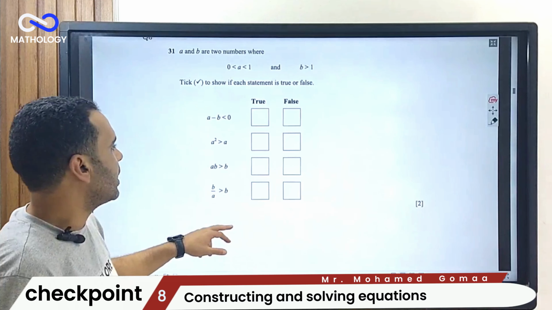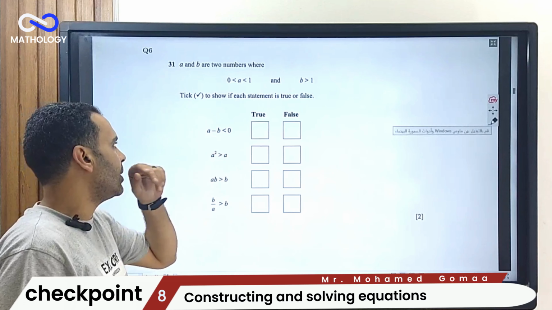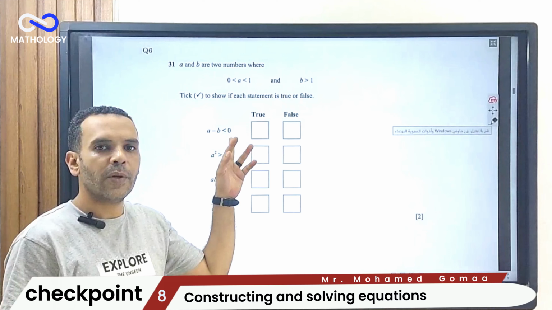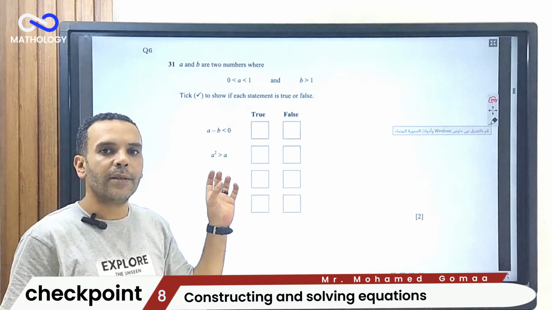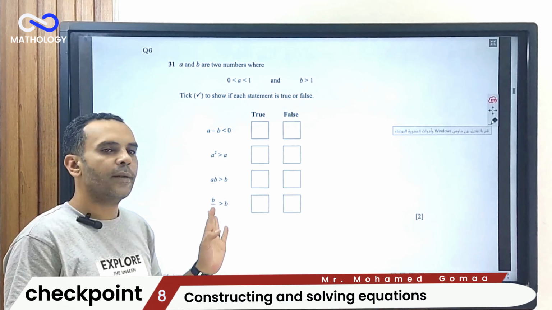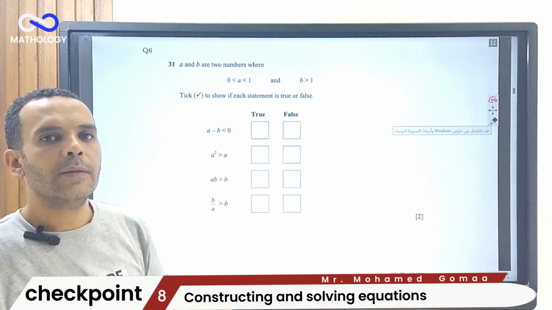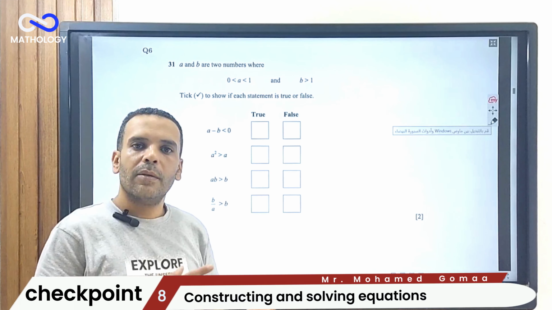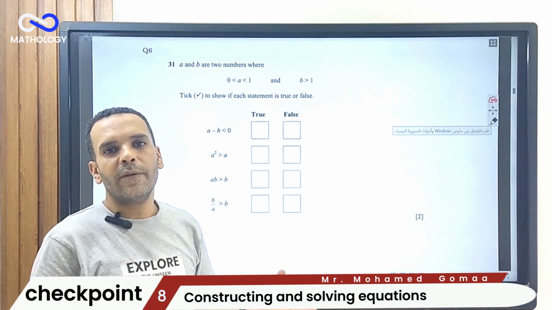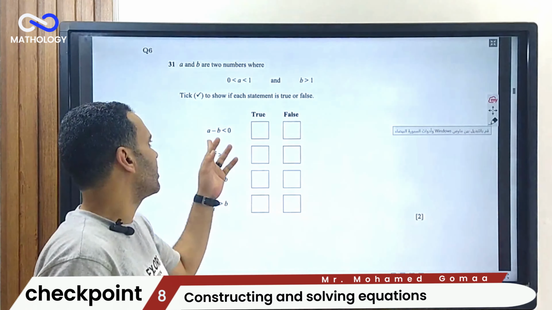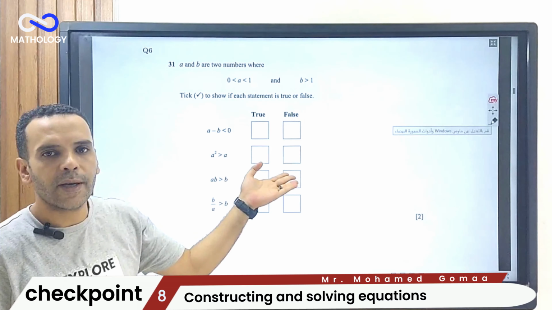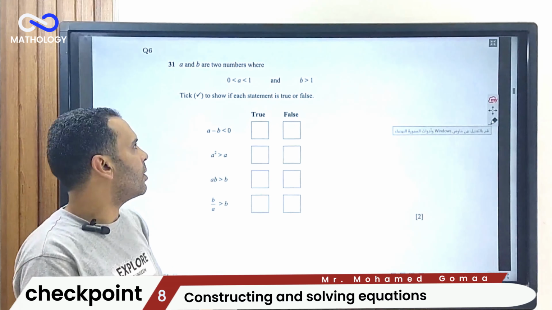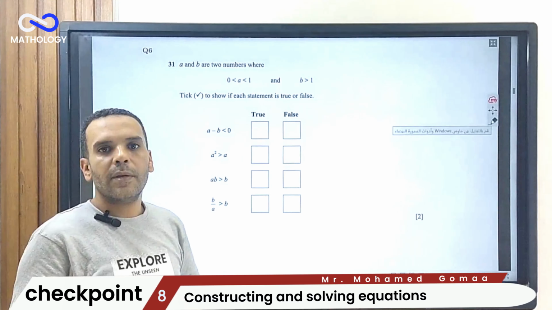Let's talk about inequality. This statement is called inequality. Why? Because here we have a smaller than sign, here we have a greater than sign. Inequality means we have two different sides, any side greater than or smaller than the other side. The left hand side smaller than the right hand side, or the right hand side greater than the left hand side, and so on. This is called inequality.